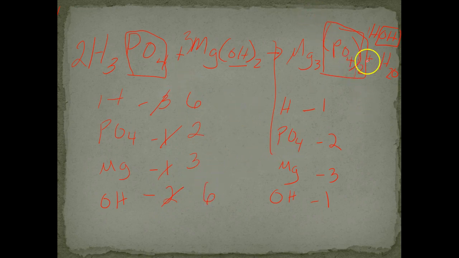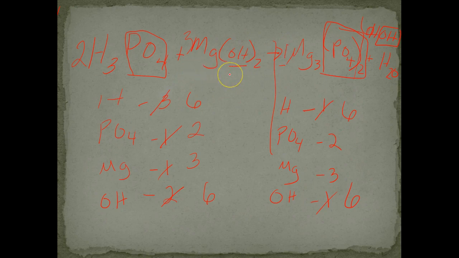Okay, so now I have to look up here. I have 6 hydrogens. Well, I have HOH. So if I put a 6 in front of that, that changes my hydrogens to 6. Ooh, look there, it balances. And then it changes my OHs also to a 6. Oh, look, it balances. And the whole thing is balanced. And there's a 1 here.